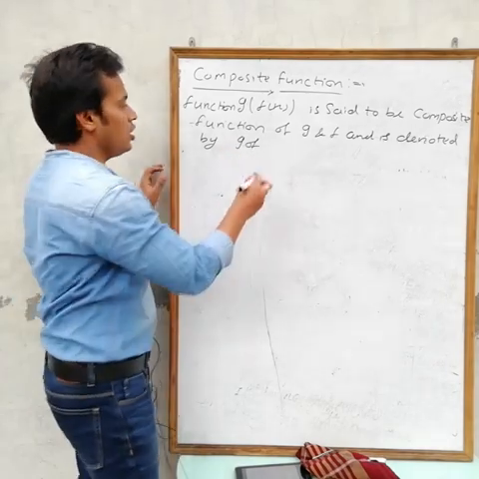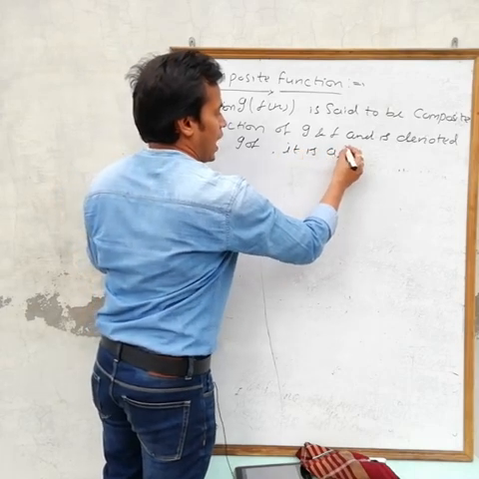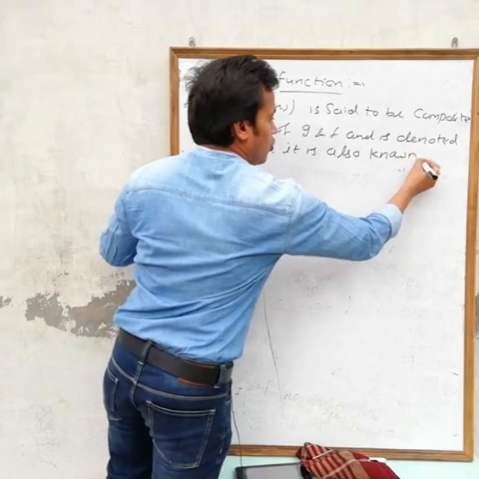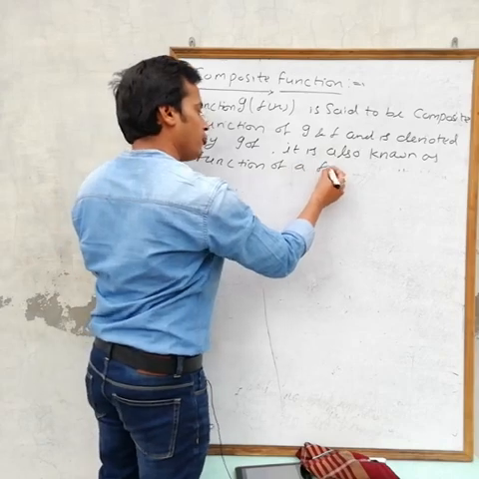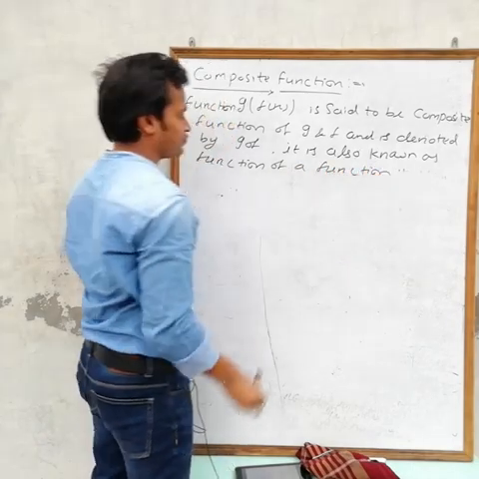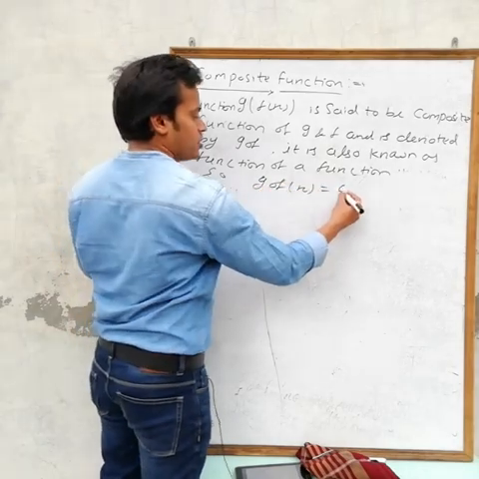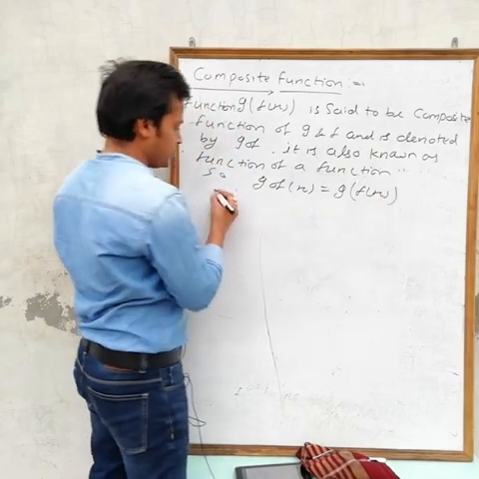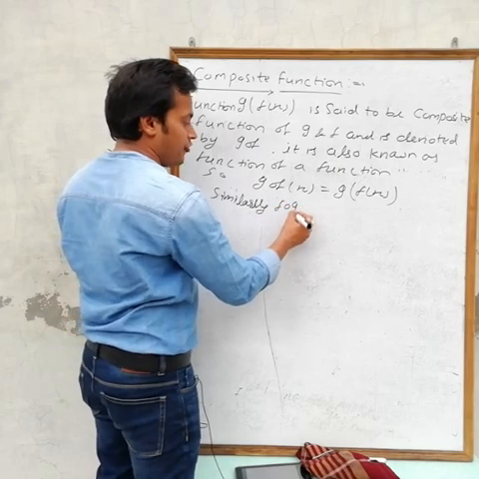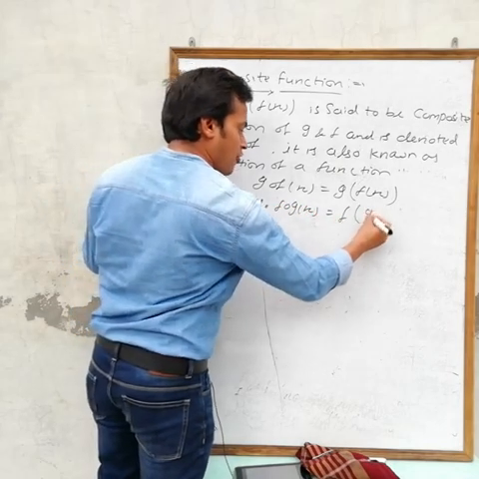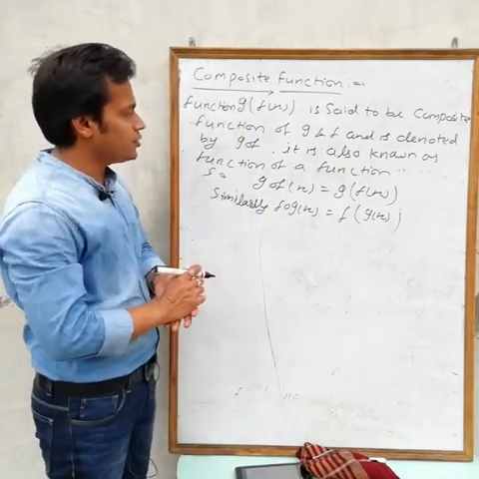Okay, it is also known as function of a function. Okay, so if it is given that g of f(x), it means g of f(x). Similarly, f of g(x), it means f of g(x). Okay, now actually I have some points about this composite function.